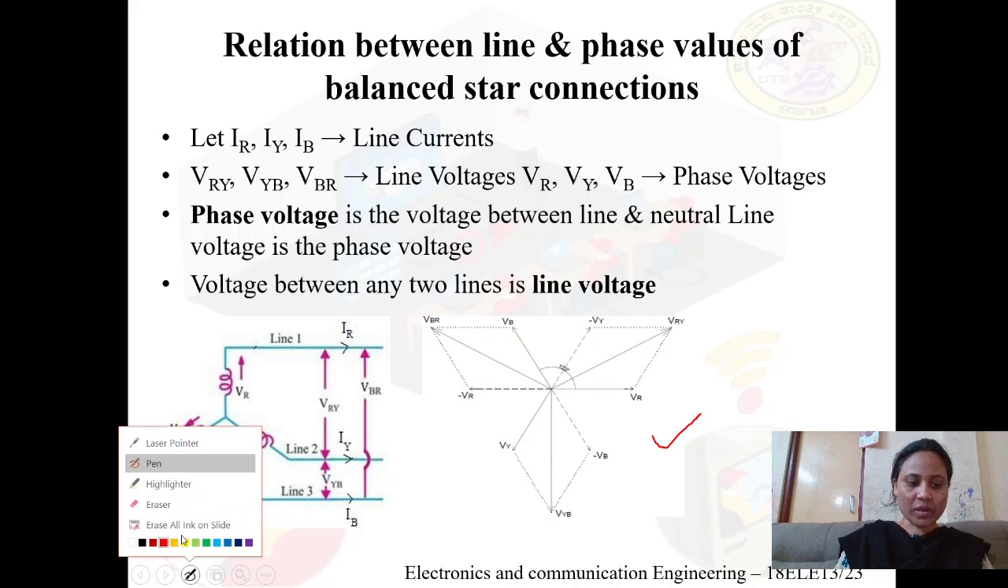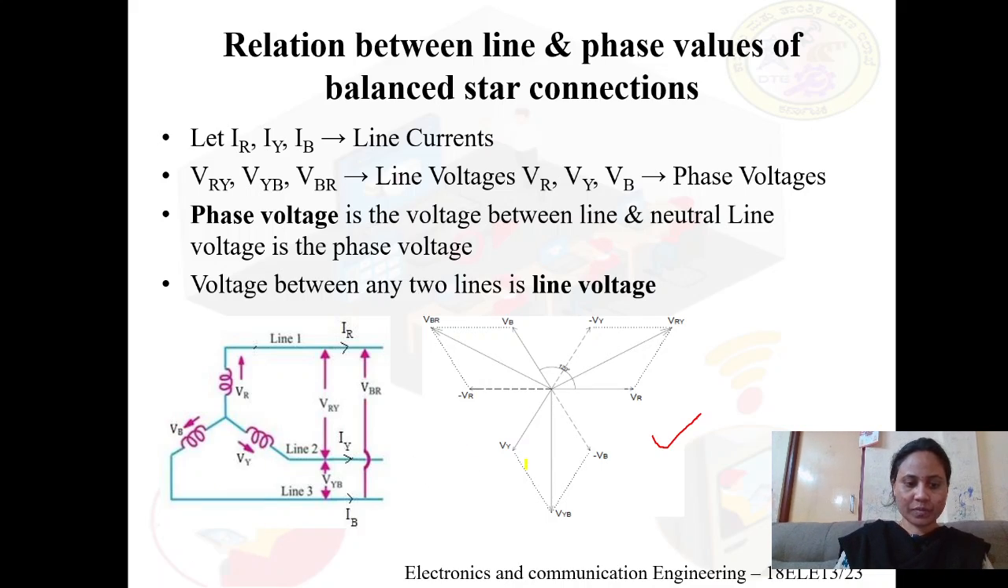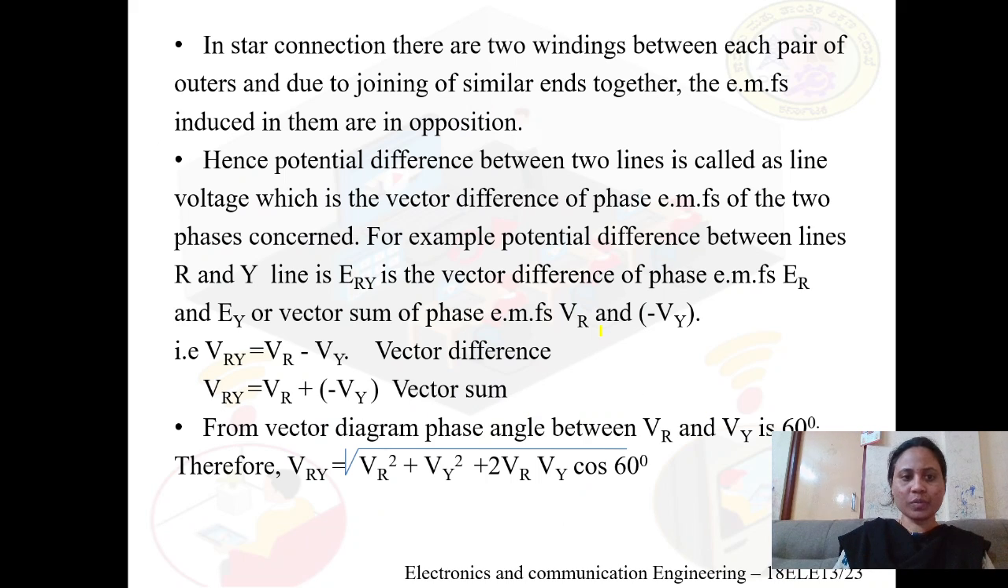Okay, so in this way, first we will show the 120 degree phase shift between VR, VY and VB. Now we will extend VR on the negative side, which gives the negative value of VR. Similarly for VB and VY. So we will get minus VR, minus VB and minus VY. Okay, so let us continue.